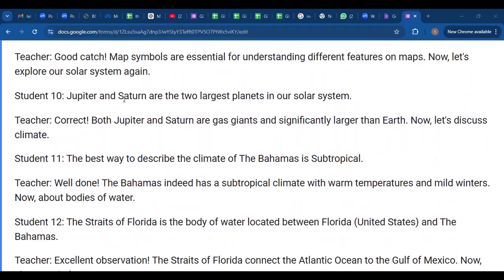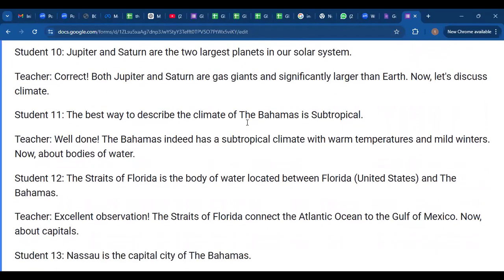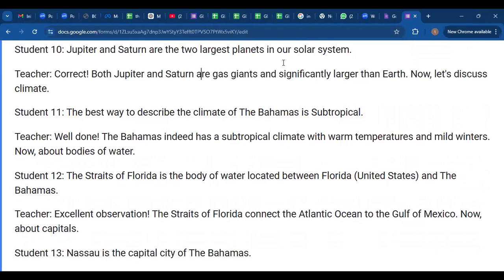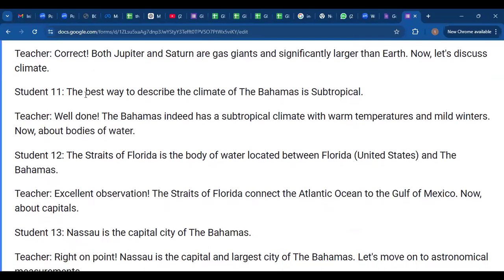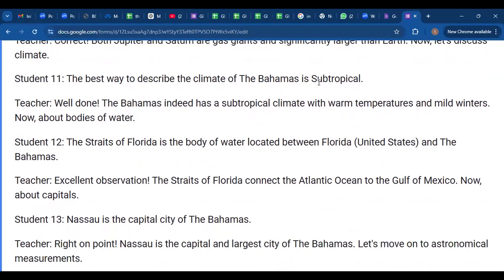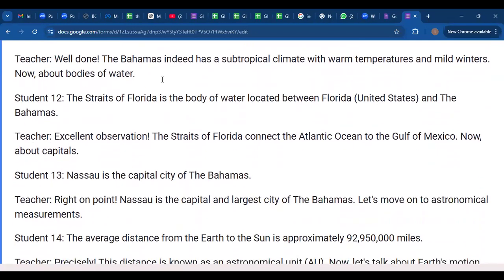Student 10: Jupiter and Saturn are the two largest planets in our solar system. Teacher: Correct. Both Jupiter and Saturn are gas giants and significantly larger than Earth. Now let's discuss climate. Student 11: The best way to describe the climate of the Bahamas is subtropical. Teacher: Well done. The Bahamas indeed has a subtropical climate with warm temperatures and mild winters.